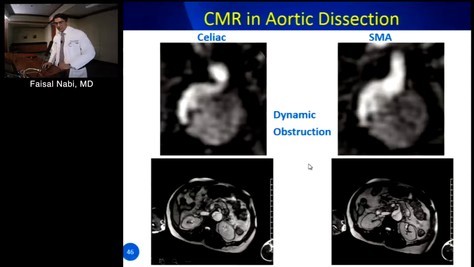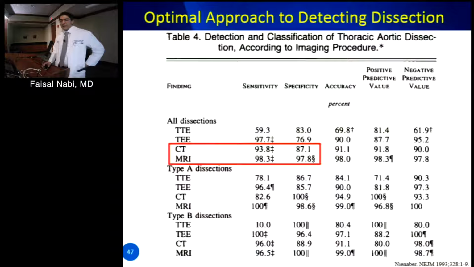So this is one older study which actually looked at the three techniques and their predictive abilities in diagnosing aortic dissections, and really, CT and CMR both fare very, very well. TEE does well as well. In an older study, it seemed to be a little bit less specific.